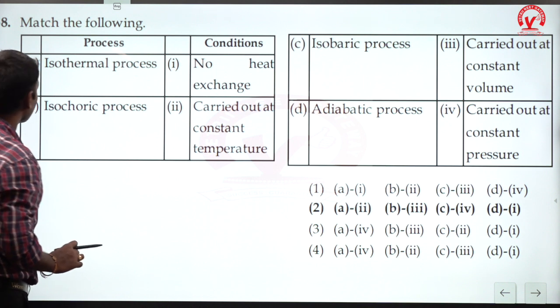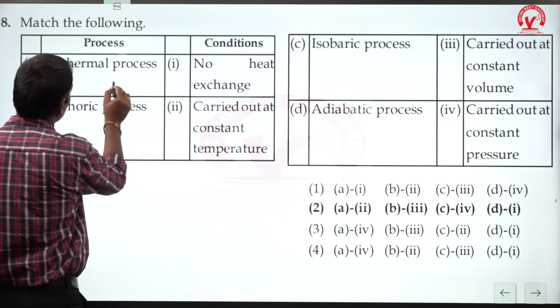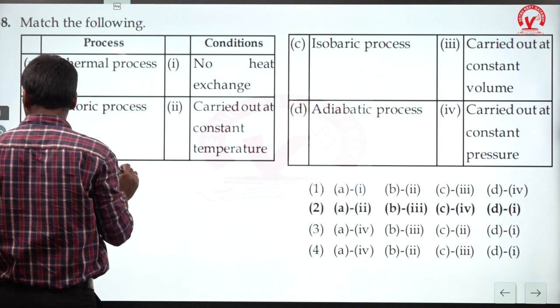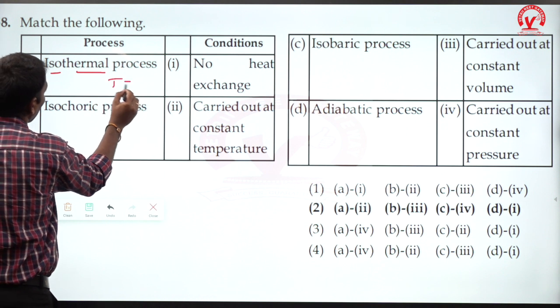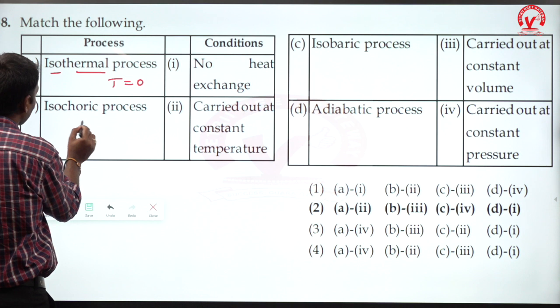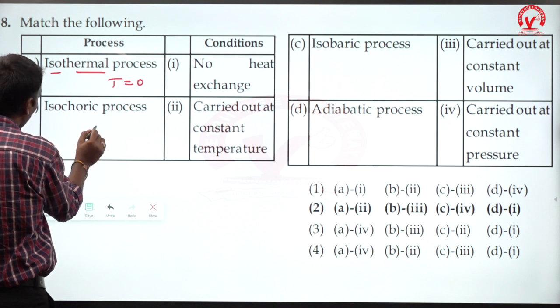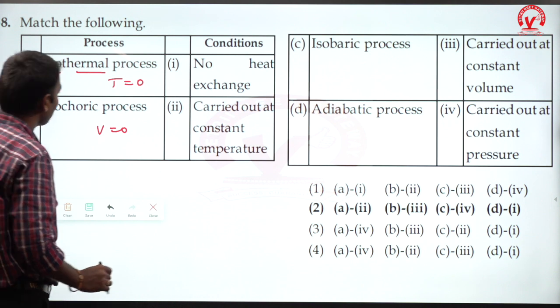Match the following. Isothermal process means, iso means same, thermal means temperature. Temperature is constant, so ΔT is equal to 0. Isochoric process means ΔV is equal to 0, right?